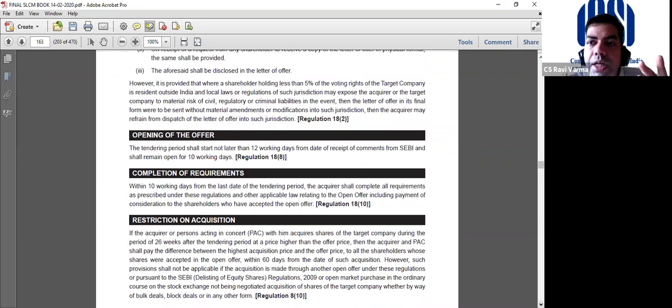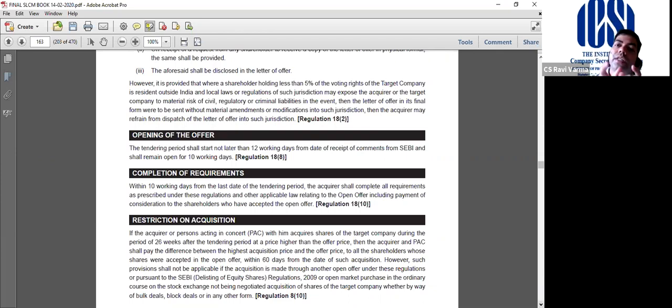From when will the window start, sir? When you dispatch the letter, you need to dispatch within 7 working days from the receipt of comment. The window should open within 12 working days from the date you receive the comments of SEBI. Say, for example, SEBI has given the comment, you incorporate the comment, within 7 working days you dispatch, and within 12 working days from the receipt of comment from SEBI, the window should open. Effectively, after these 7 days of dispatch, you will have 5 working days in hand.